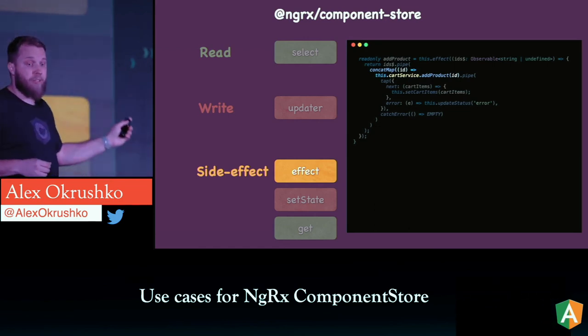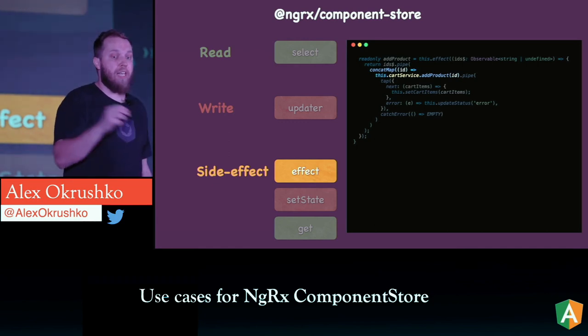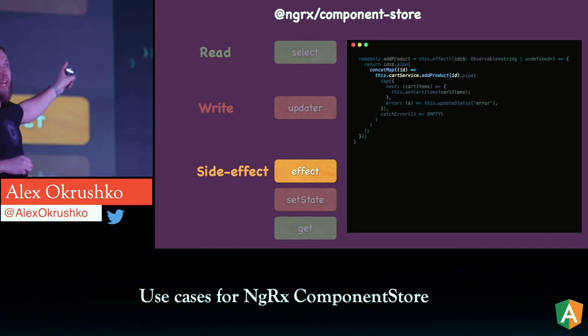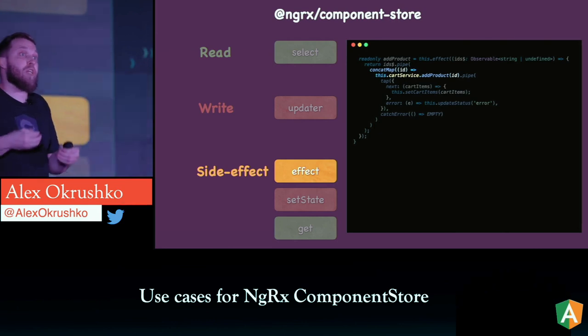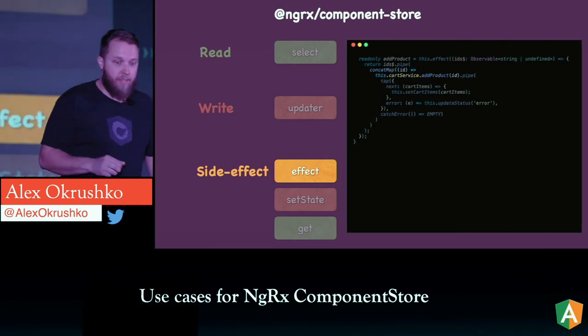All right, so then we talked about this. And this is exactly why we have effect, to be able to control this. This is exactly why we turn those add product calls into observables, so you can explicitly define how you want to handle these race conditions.